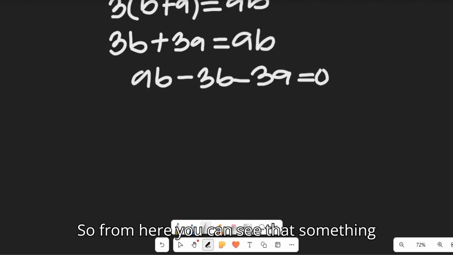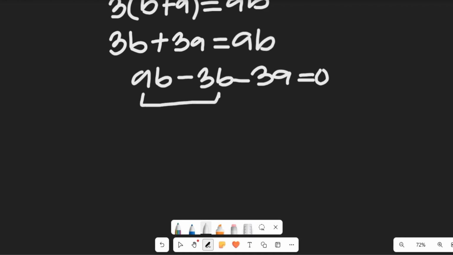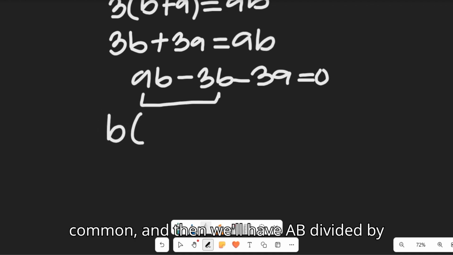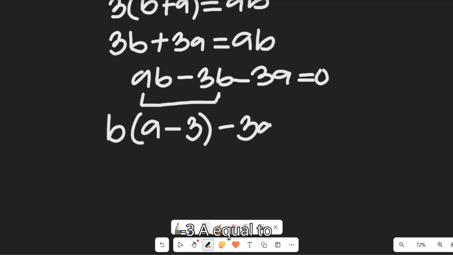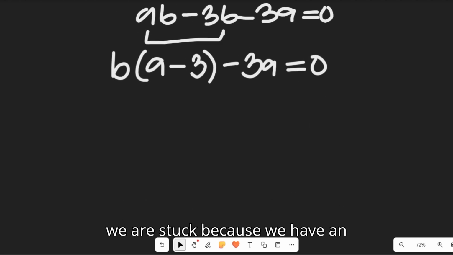So from here, you can see that something is definitely common, right? b is common. So we're going to bring out the b, the common, and then we'll have ab divided by b will give us a, minus 3b divided by b will give us 3, and all of these will be minus 3a equal to 0. Now it seems like we are stuck because we have an expression like this. So what do you think we can do from this point?